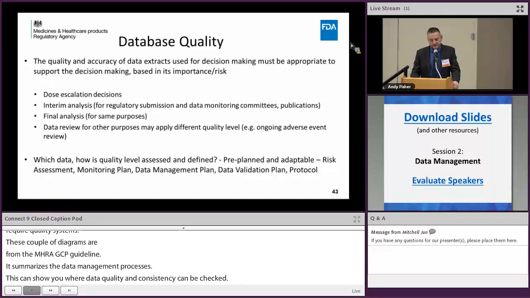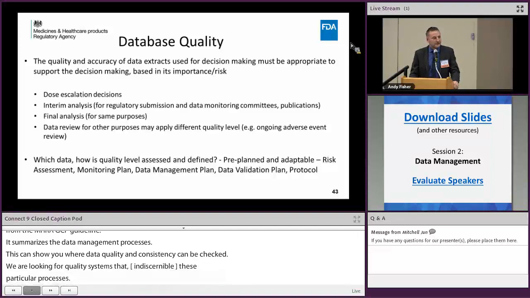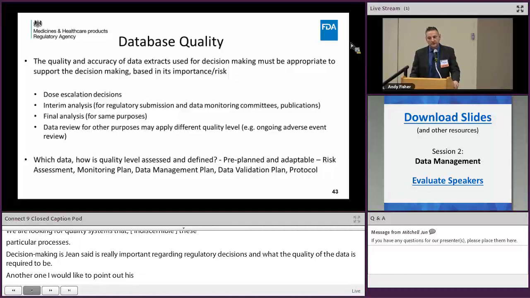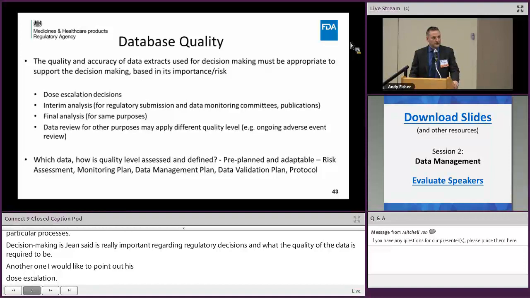So decision making, as Jean said, is really important regarding regulatory decisions and looking at what the quality of the data is required to be for that. But another one I'd like to point out is for dose escalation. In order to escalate a group of patients onto a higher dose, do you really want to do that without knowing that the data is accurate and putting those patients at risk? But a lot of sponsors do.